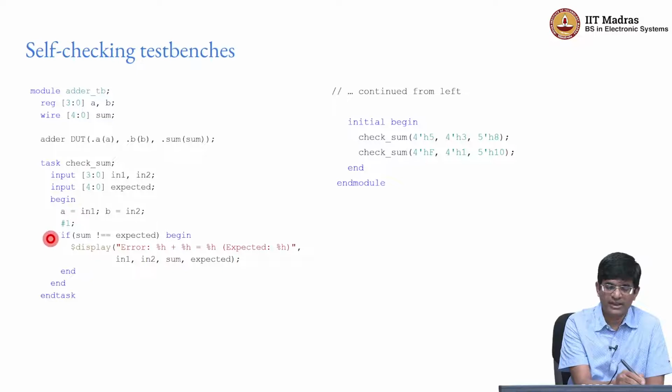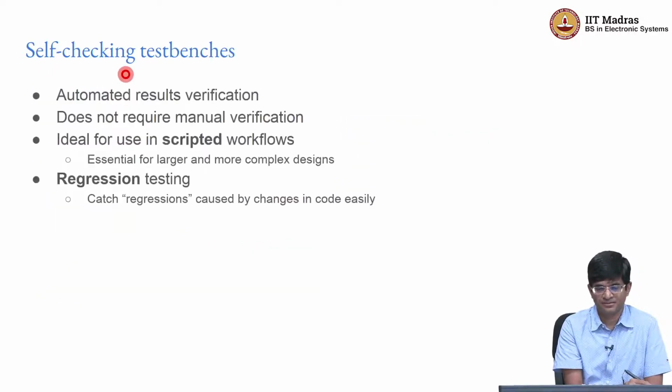And this idea of a test bench that automatically checks whether the outputs are the expected outputs is called a self-checking test bench. These things are very useful for automatic verification of results, right? And they are ideal for use in so-called scripted workflows, where we basically write a script which automatically applies certain inputs, checks the outputs, and then proceeds further depending on whether the test bench passed or did not pass, right?